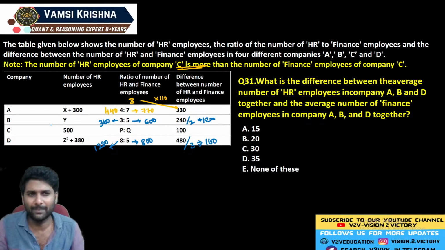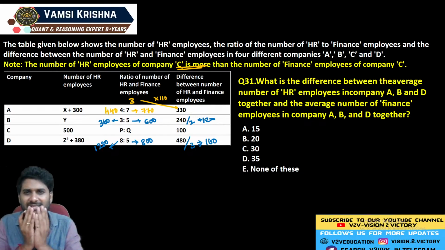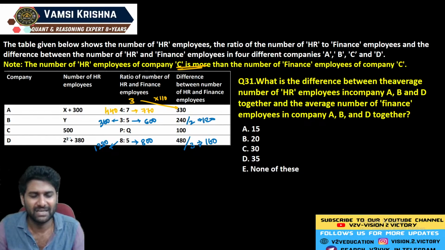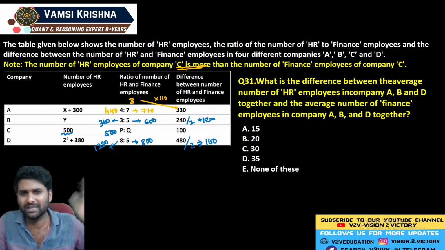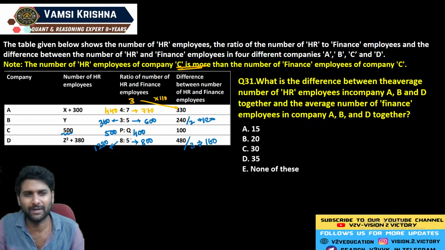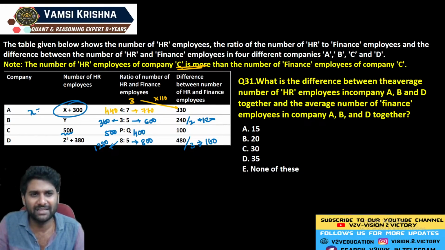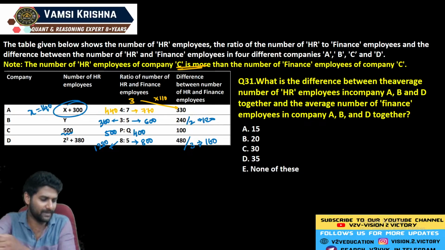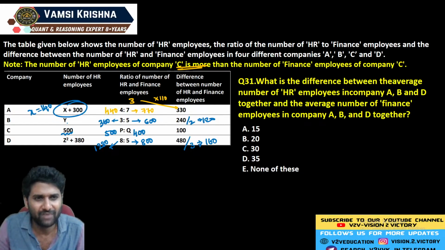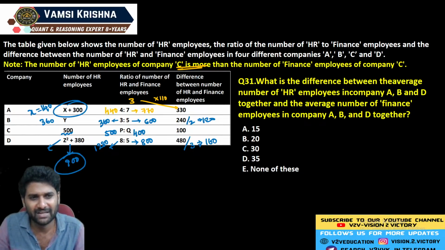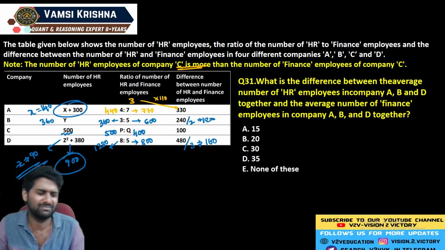Now see, we have one comparison note point. The number of HR employees in company C is more than the number of finance employees in company C. So they already clearly mentioned that the number of employees in HR is exactly equal to 500. And since HR is more than finance, definitely the Q value is equal to 400. See, what about the X value? You will get the X value also. The number of HR employees is 440, definitely the X value is equal to 140. Now, what about the Y value? See, the Y value is exactly equal to 360. Z square plus 340. So here the difference we need is 900, right? So Z square is equal to 900. You will get the Z value. Z value is equal to 90.